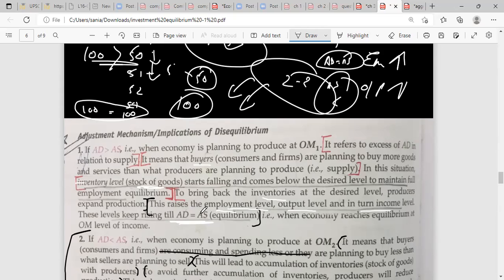Because of this, when he increases his production, what will happen? Employment level will increase because now he will hire more people. Output level will increase. Earlier he was producing 50, now he's producing 60, 70, 80, right? Plus if he is selling more, he will get more income, more money will come to him, income will increase. And all of this will keep increasing till AD becomes equal to AS. Clear?